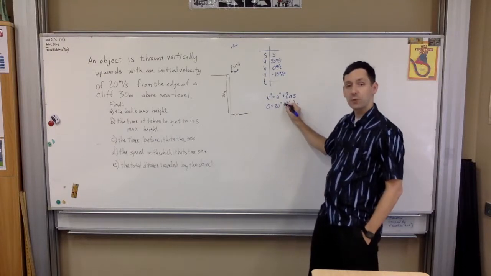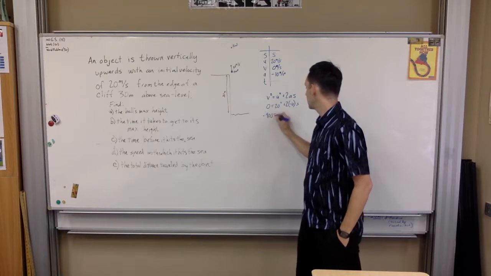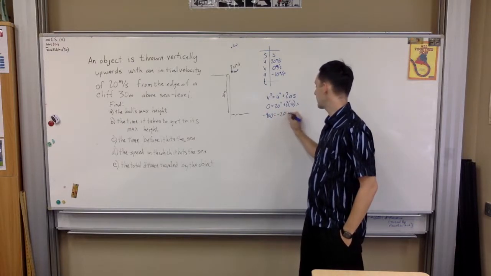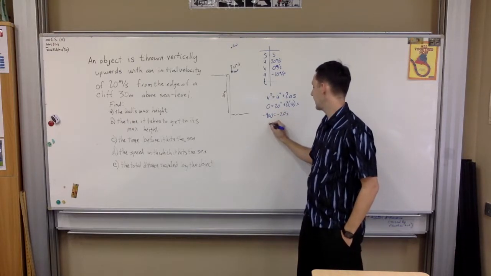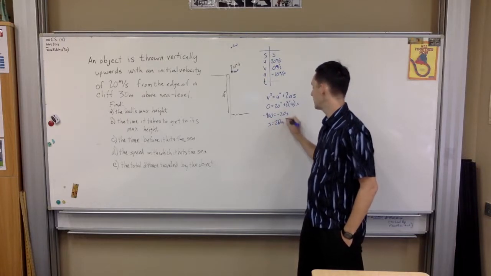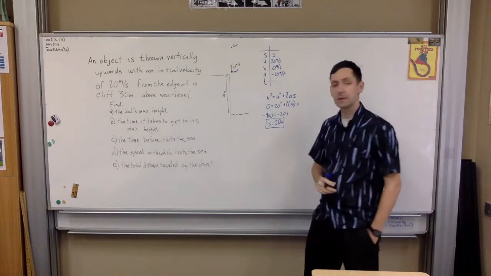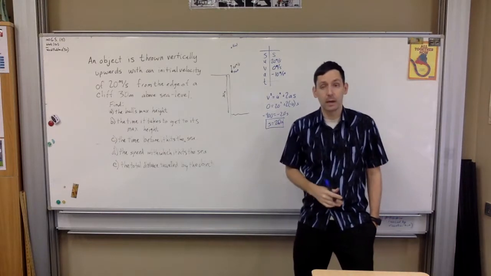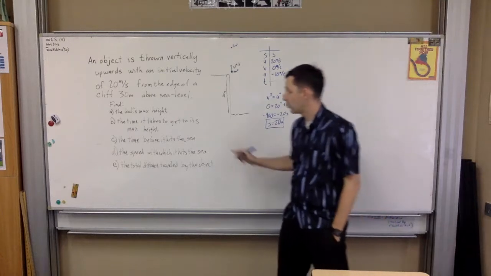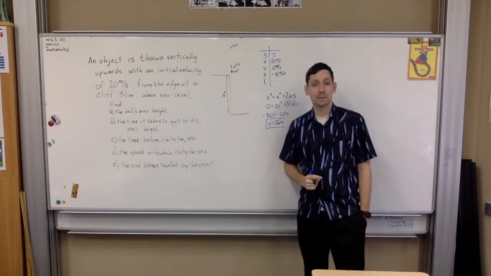20 squared is 400. I'll move it to the other side. So I got negative 400 equals negative 20s. Divide, and I have that s equals 20 meters. So there we go. It's going to go 20 meters up in the air. Done. Okay? The next part asks for the amount of time it takes to get to its maximum height.